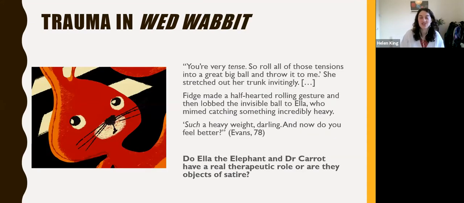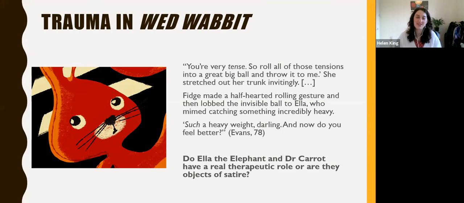The second passage I would like you to look at, and there's not just one passage where this happens, there are multiple moments in the novel where Ella the elephant and Dr. Carrot come in with their therapeutic advice. Ella says to Fidge, "You're very tense, so roll all of those tensions into a great big ball and throw it to me." Fidge made a half-hearted rolling gesture and then lobbed the invisible ball to Ella, who mimed catching something incredibly heavy. "Such a heavy weight, darling. And now do you feel better?"